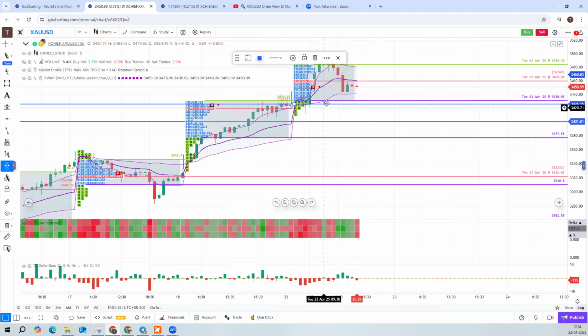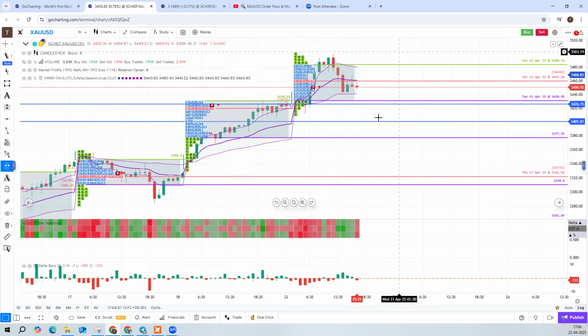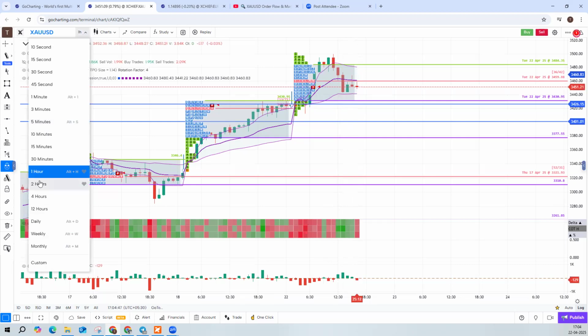Okay, so from this area we can think of taking a reversal trade. So what will be the conditions? First of all, the market should come to these levels. VWAP should be flat. Then we'll go to a lower time frame, say for example 1 minute, 3 minute or 5 minute.